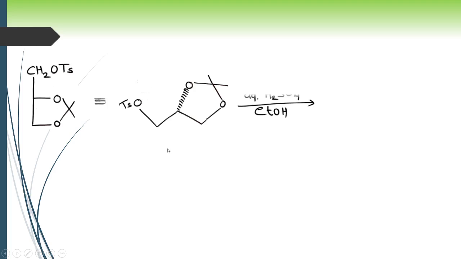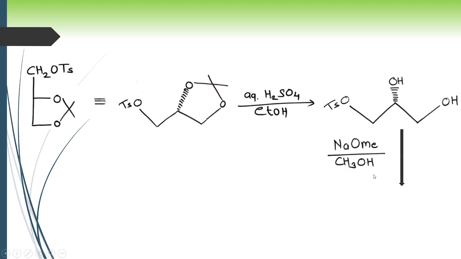So here this structure we can also write like this. In the next step we use aqueous H2SO4 for the deprotection of this diol, and we got two molecules of this OH, that is a diol.